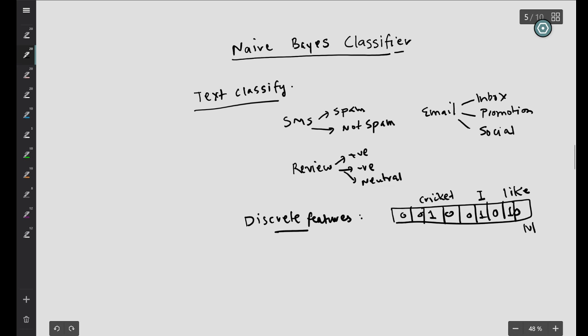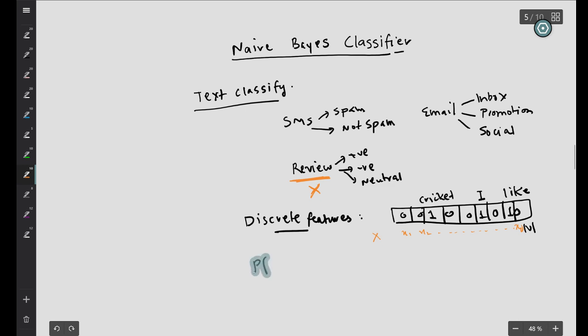So the sentence is I like cricket. There would be certain features in the text, and from those features you want to extract the category of the text, to which class the given text belongs. So what we are going to do here is use Bayes theorem. Remember, what is Bayes theorem? We want to predict. This review text is basically X, which comprises some discrete features. So X has x1, x2, up to xV features.